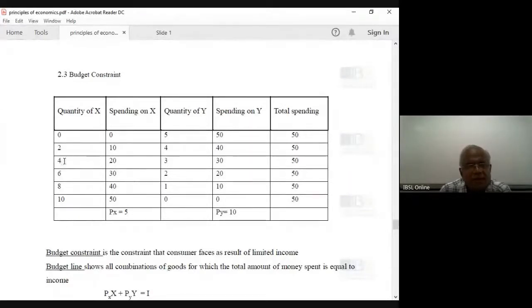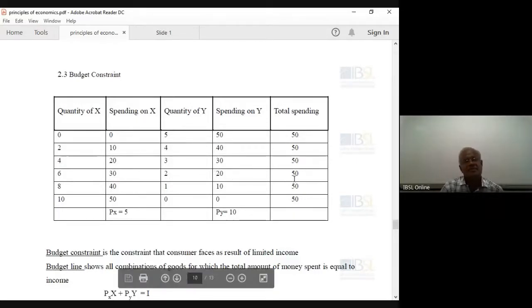Then 4 and 3. 4 units of X cost him 20, 4 into 5. 3 units of Y cost him 30. 20 plus 30 is 50. Then 6 and 2. 6 units of X cost him 30, 5 into 6. 2 units of Y cost him 20, 2 into 10. 30 plus 20 is 50. So this is the maximum combination of X and Y that he can purchase using this 50.